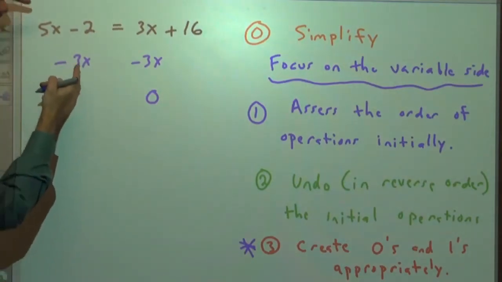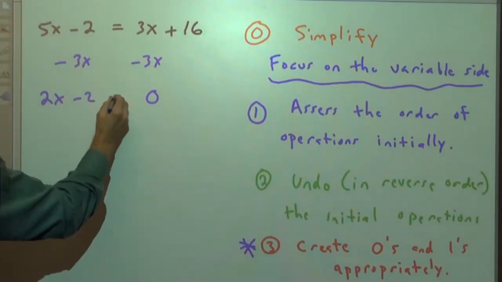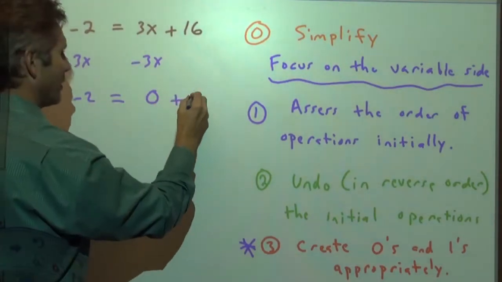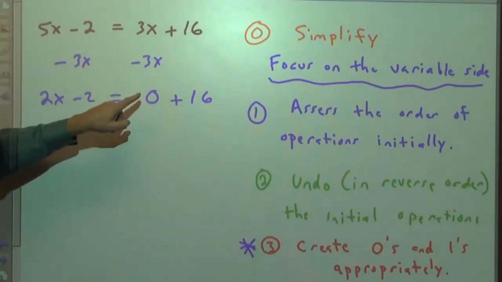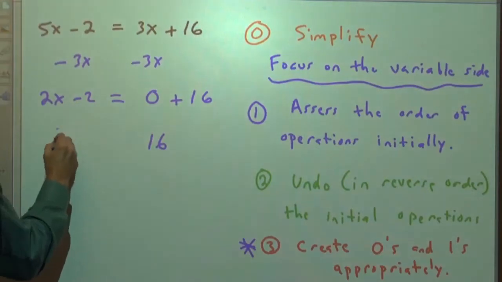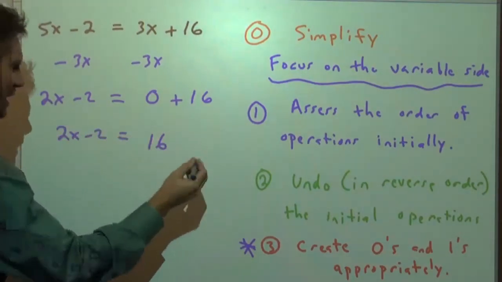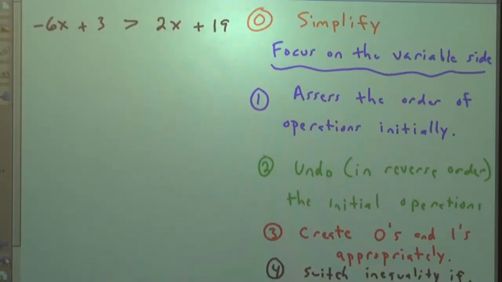Now the like terms are the 5x minus the 3x. That gives us 2x minus 2 is equal to the 0 plus 16. We know we correctly got rid of the 3x because there's nothing left. 0 plus 16 is still 16. And we have simplified and got it down to a two-step equation. I think by now we're okay solving that bad boy.